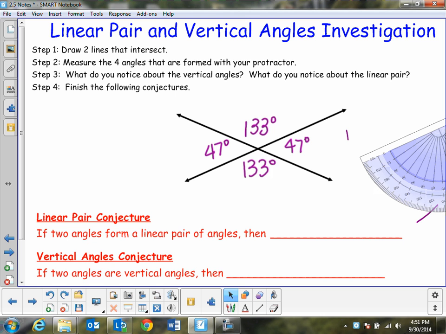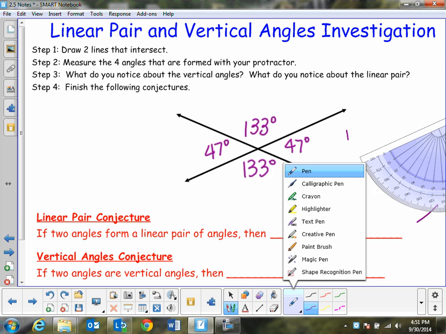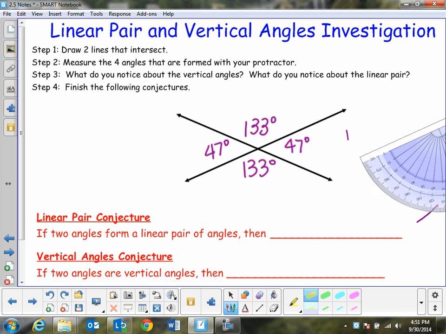And again, you should have gotten different numbers than I have. Okay, and this is 133, and that's 133. So again, identifying these 2 angles over here, you should remember that this one and this one are what we call vertical angles. And so vertical angles end up being congruent. This one and this one are vertical angles, and those end up being congruent as well.